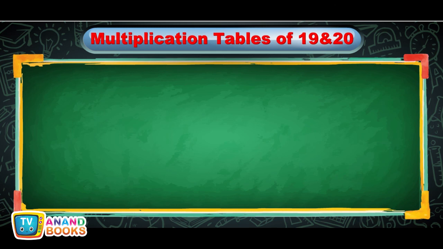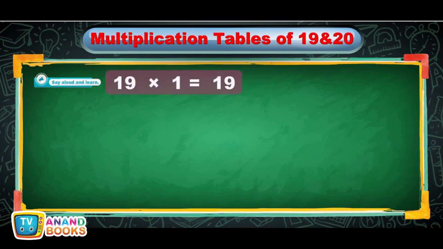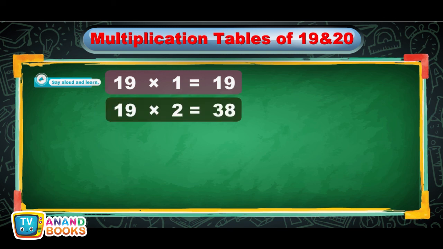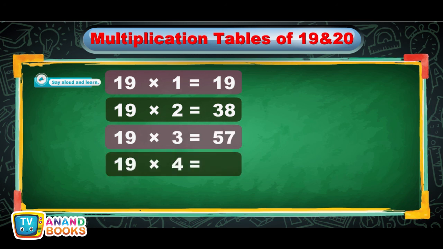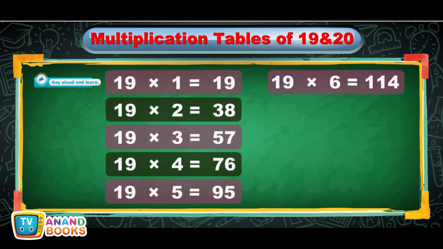Multiplication tables of 19 and 20. Say aloud and learn. 19 ones are 19. 19 twos are 38. 19 threes are 57. 19 fours are 76. 19 fives are 95. 19 sixes are 114.